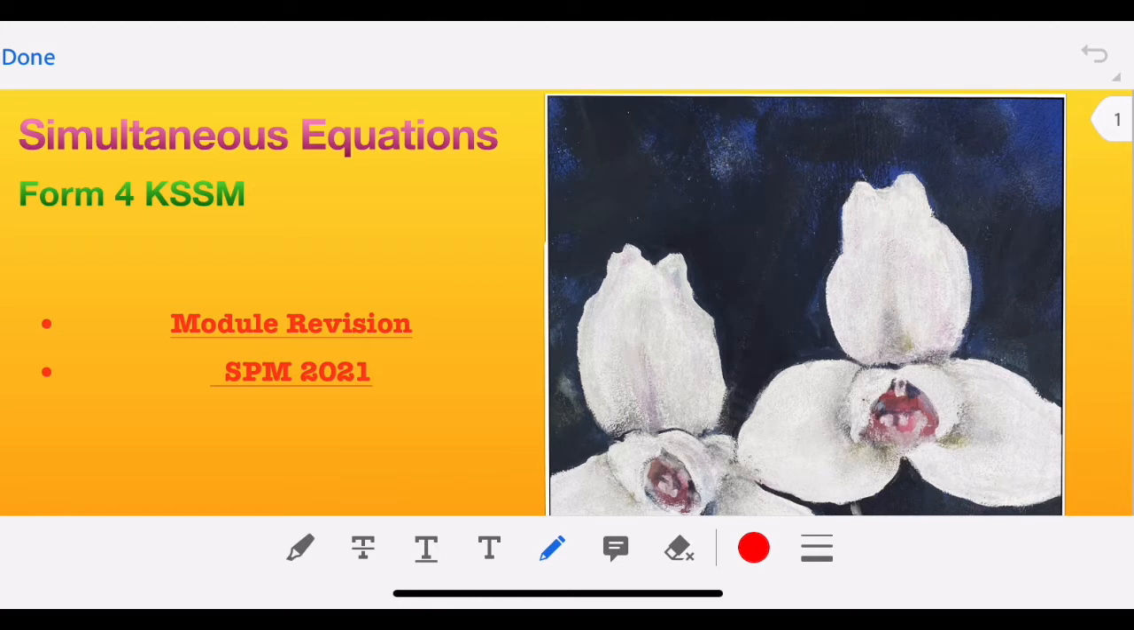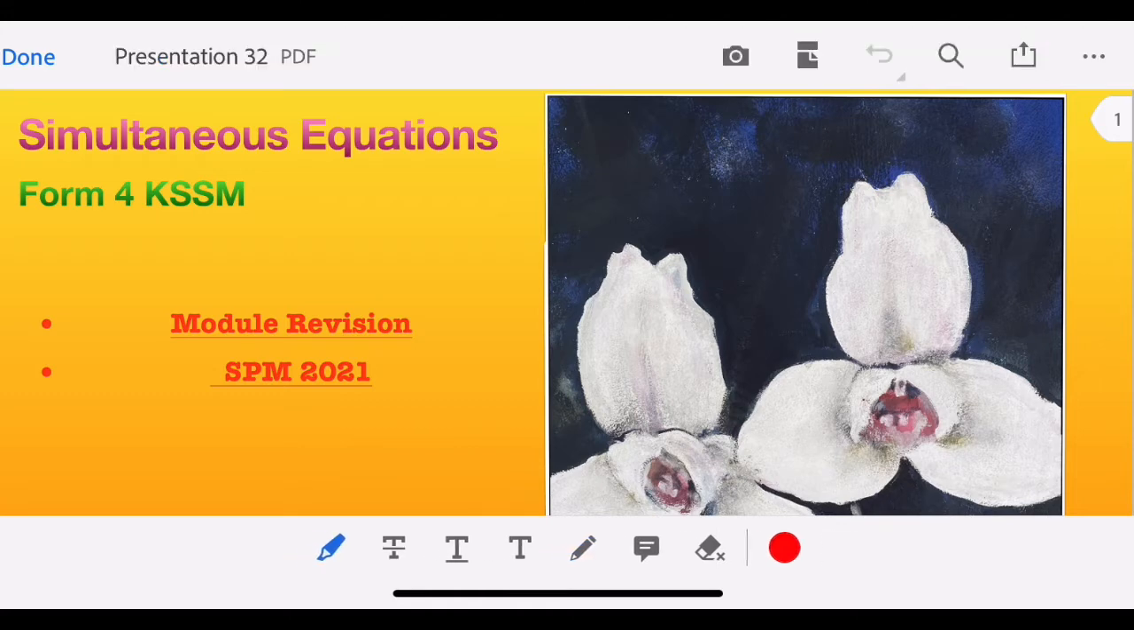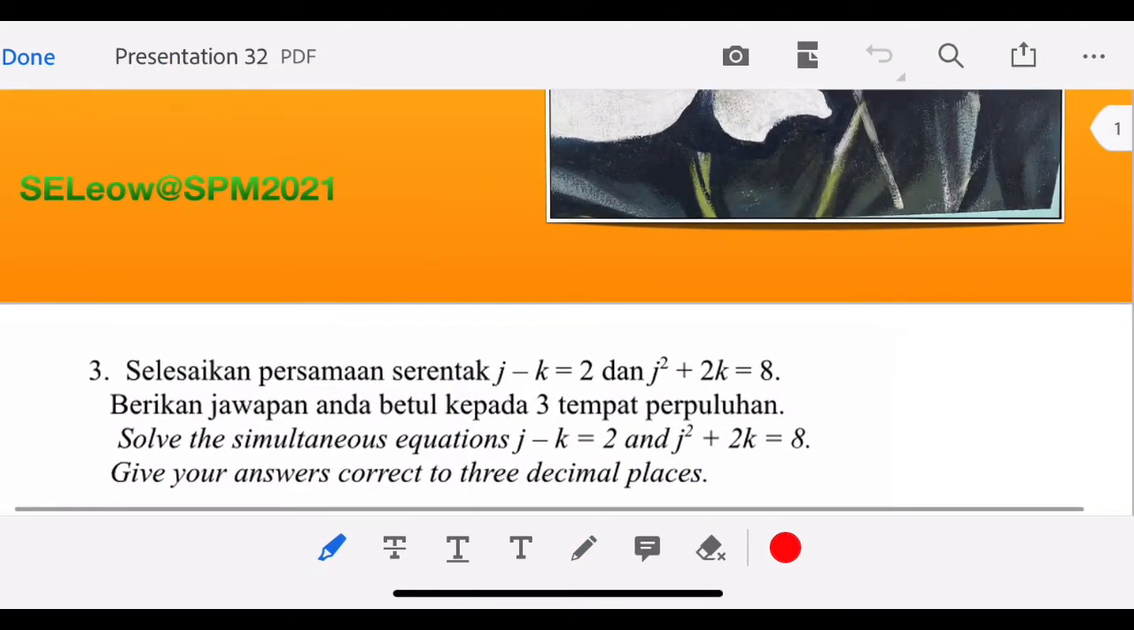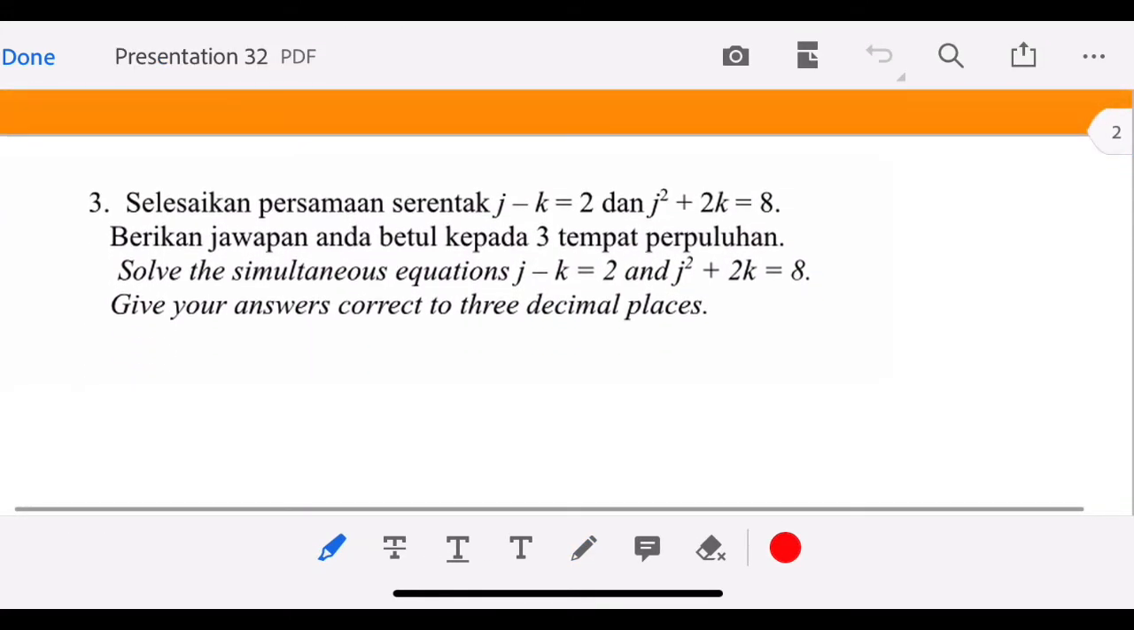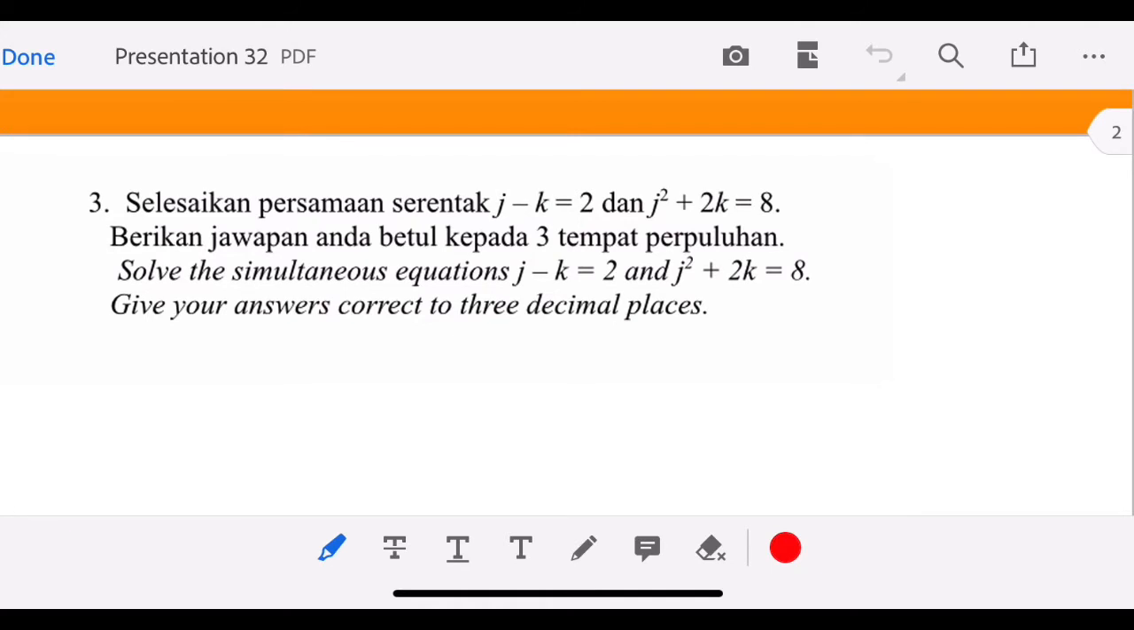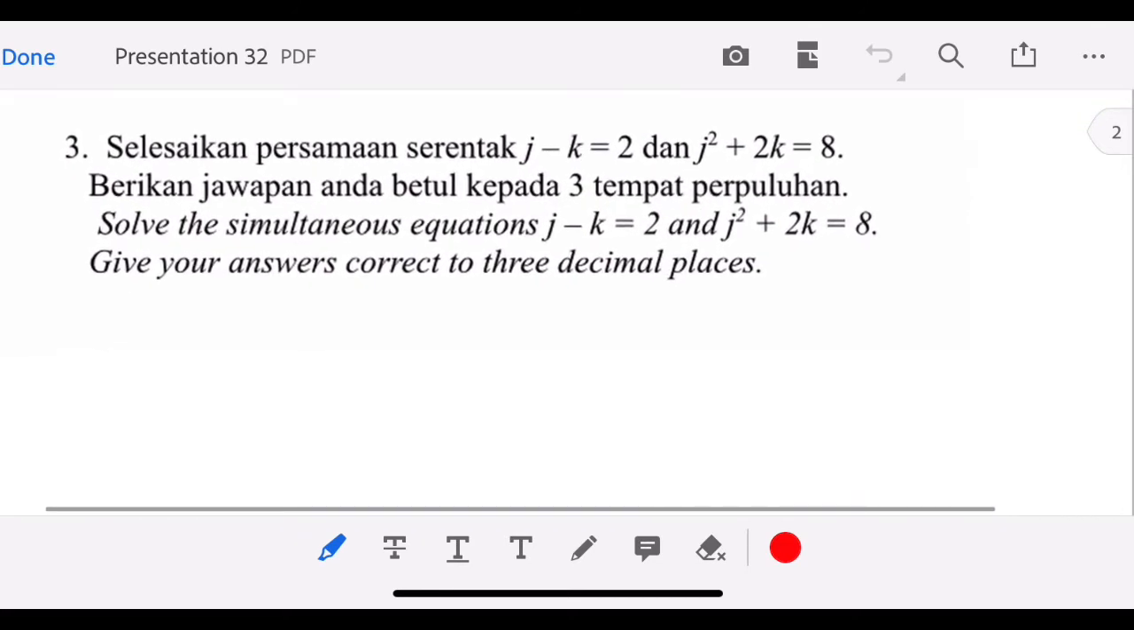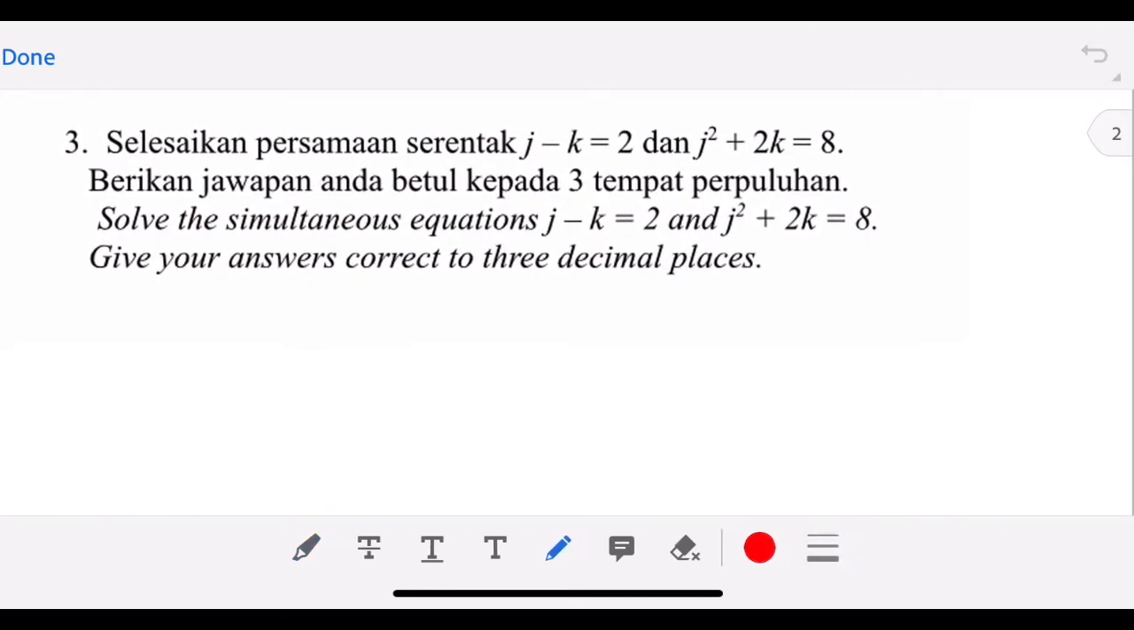Alright, so I'm going to discuss step by step for about 3 questions. Basically there are 3 types of simultaneous equation for this type, one linear and one non-linear equation, right? So when you do this kind of question, you must be aware that there are 3 patterns. The first pattern is they will tell you the answer in decimal, right?